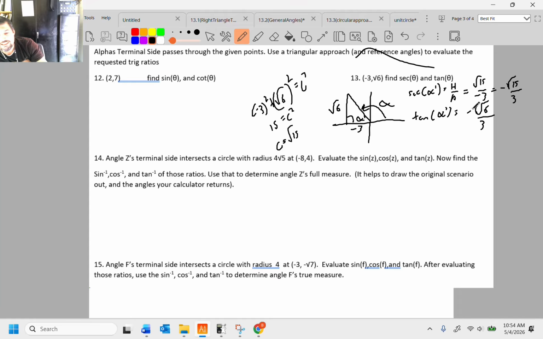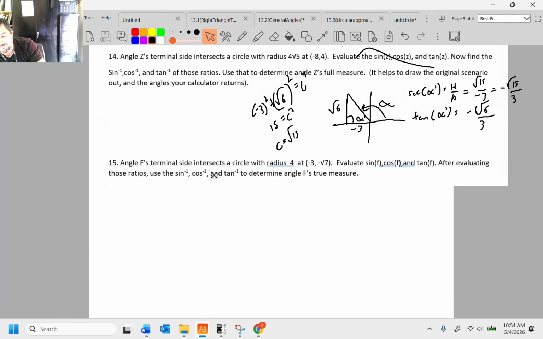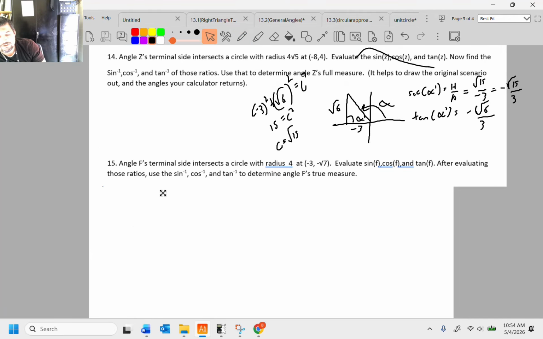What do we got here next? We got 15 is the next one I'm going to do. Angle F's terminal side intersects a circle with a radius 4 at -3, negative root 7. Evaluate the sine, cosine, and tangent of F. After evaluating these ratios, use the arc sine, arc cosine, and arc tangent to determine angle F's true measure. Kind of a big deal because things lie because of where this thing is. Now, this thing goes back 3 and then falls root 7. Put F prime there as a reference. Back 3, down root 7. Do a little Pythagorean theorem.